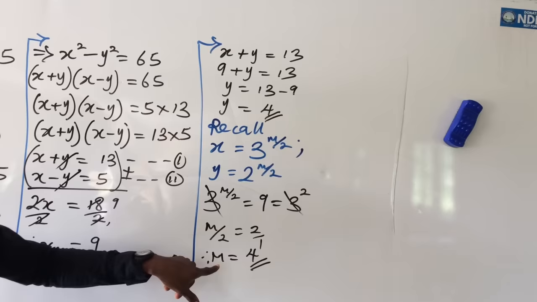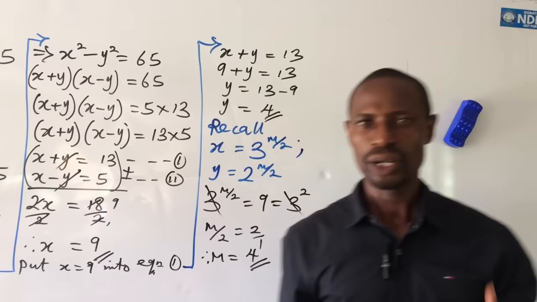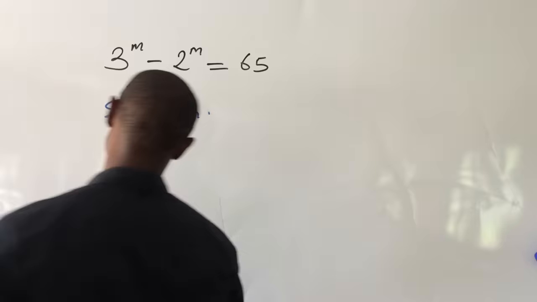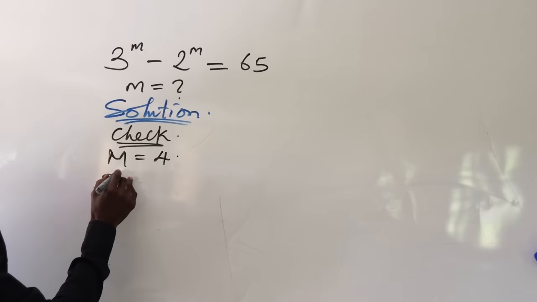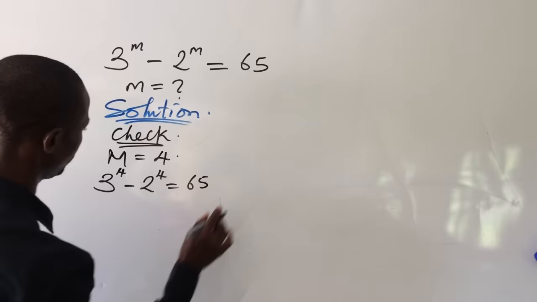But what we want to do here is this. We want to check if the value m corresponds or will satisfy our equation. So we want to check here now that we solved our m equal to 4. So let's bring the question. Wherever we see m, let's put in 4 there. So this will give us 3 to the power of 4 minus 2 to the power of 4 equal to 65. What is 3 to the power of 4?